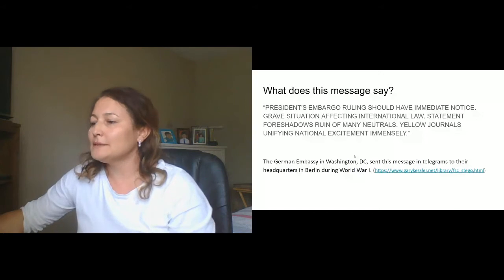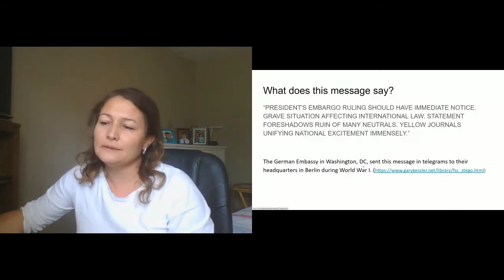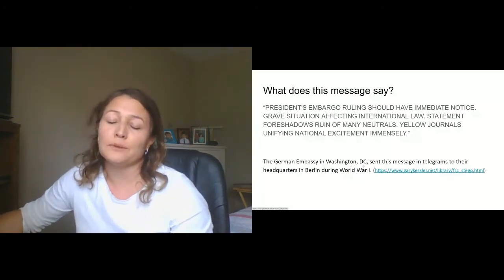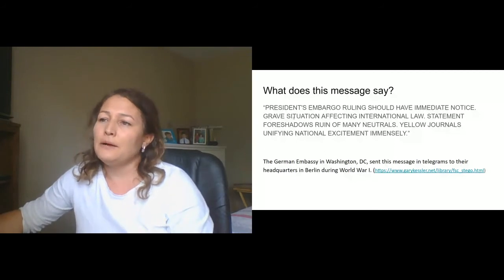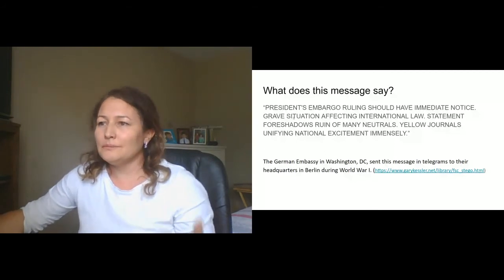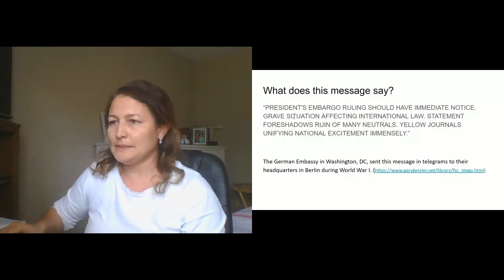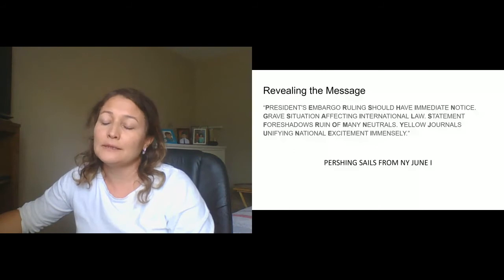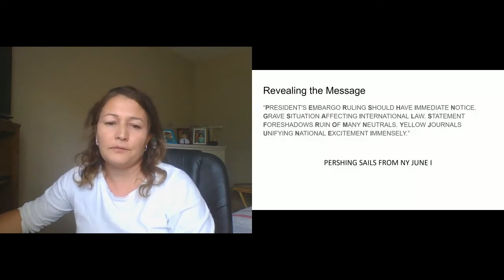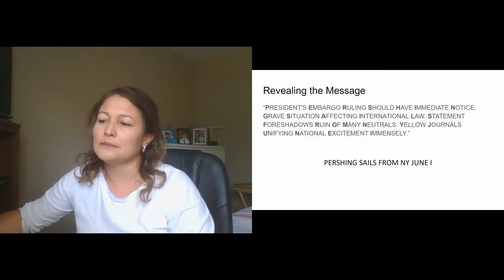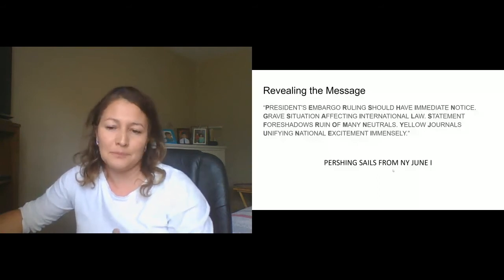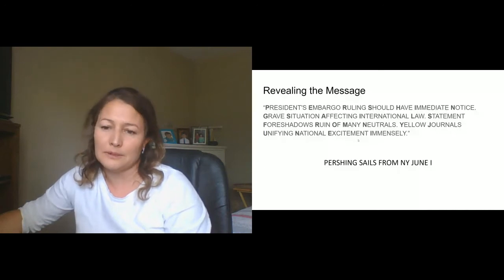It is in this resource here by Gary Kessler. It stated that this was a message that was sent during World War I between two German embassies. There is actually a hidden message in this one, and in order to get the hidden message, you look at the first letters of the words in the message. So "Pershing sails from NY June 1st" was the message that was hidden in this longer message.